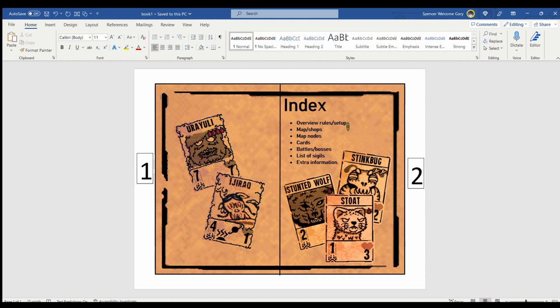And it just shows that first we go over the overview, rules/setup, then the maps and shops are explained, then the map nodes are explained, then all the cards. It's just a 2-page explanation of how the cards are and what defines them. Then we explain the bosses and the battles, and then there's a list of all the sigils, and then the extra information basically just goes over secret abilities that are mainly presented by rare cards.